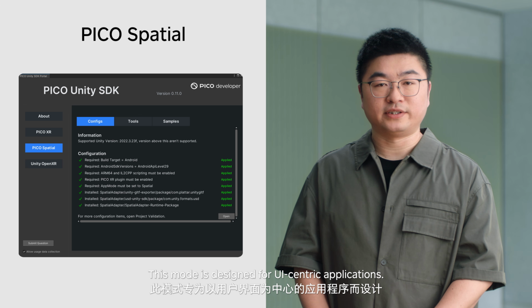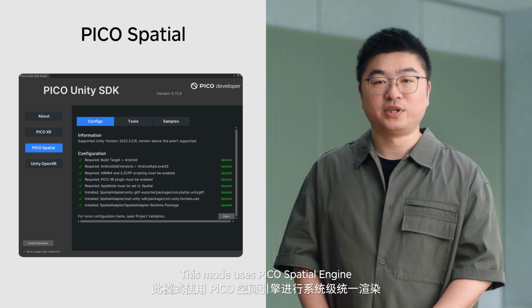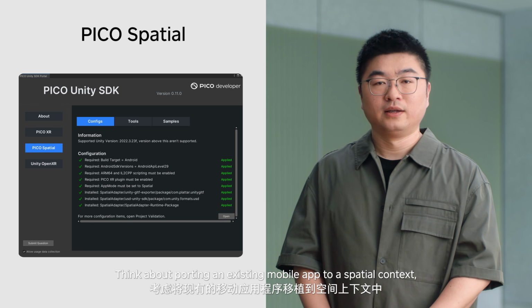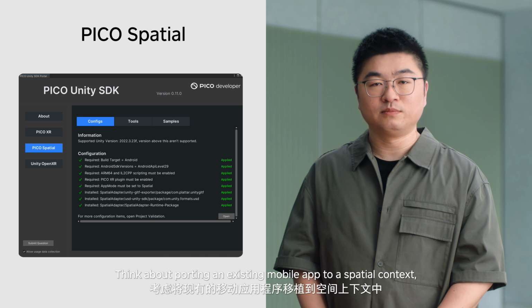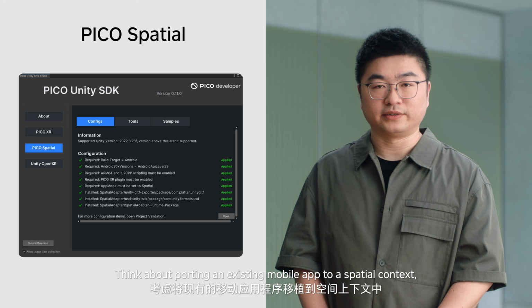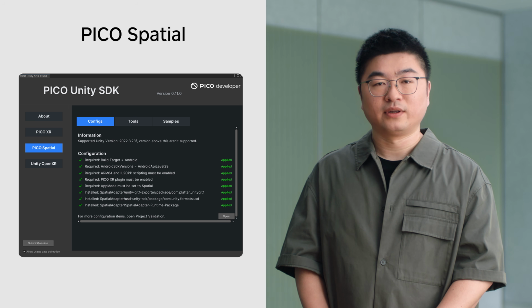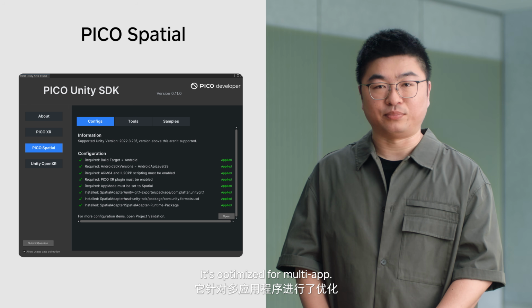Next is PICO Spatial mode. This mode is designed for UI-centric applications. This mode uses PICO Spatial engine for system-level unified rendering. Thinking about porting an existing mobile app to a spatial context, or building a new productivity tool that runs alongside other apps? It's optimized for multi-app.